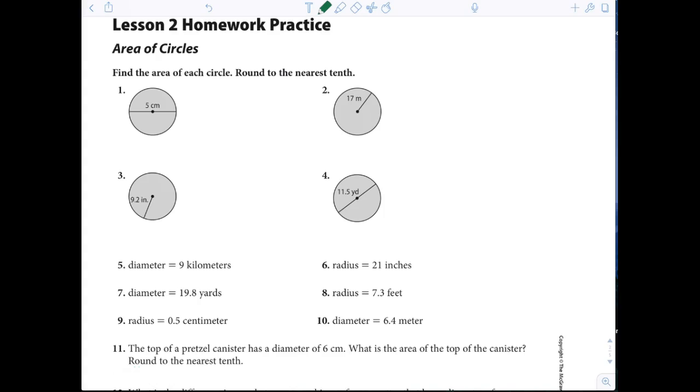You should know. If I said, what's the formula for circumference, you should be able to tell me. C equals 2 pi r. And then area, A equals pi r squared. There you go. Those are the two formulas you have to know.